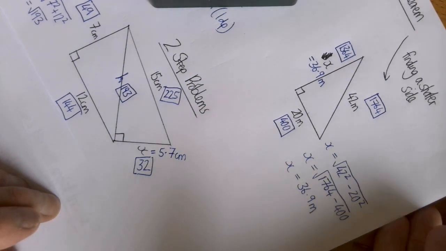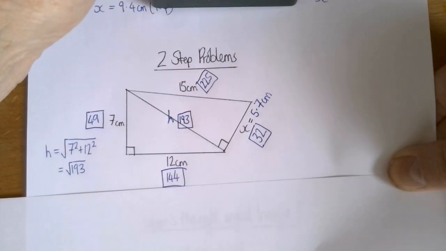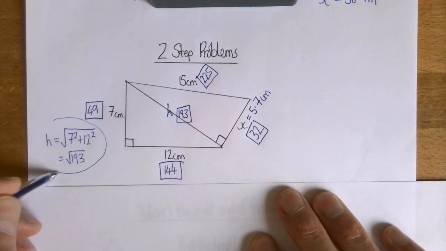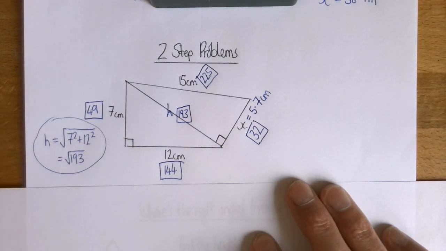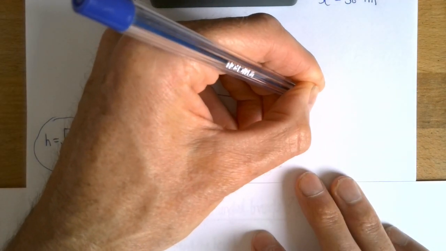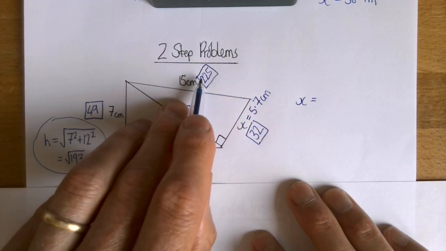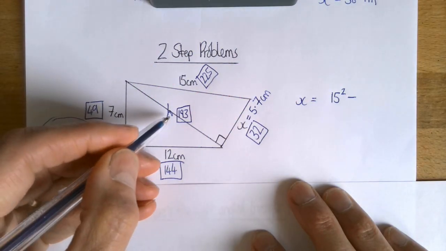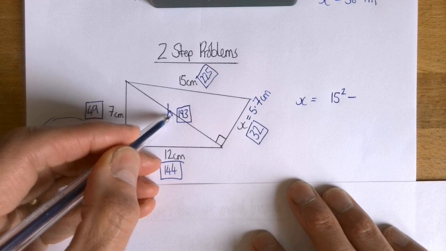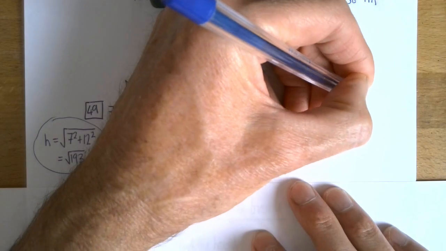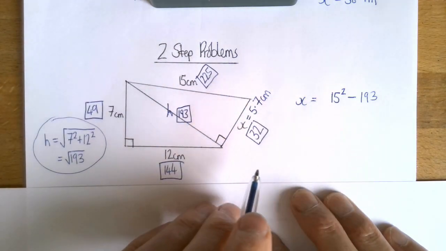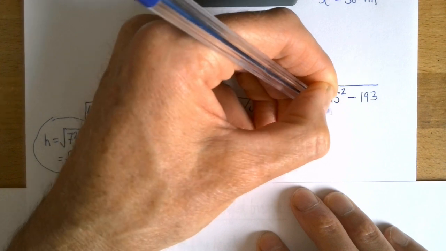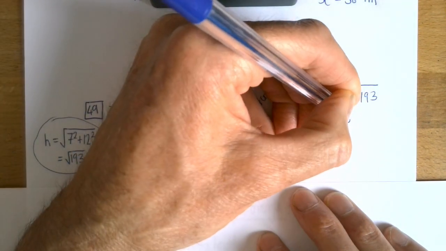Now I ought to do a little bit of working there, so let's go back to this way round. So I've already done a bit of method here to show how I got h. So now I'm going to say, okay, to work out x, I took 15 and squared it, and I subtracted this side squared. Well, I never actually worked out that length, but I know that side squared is 193. I did that, take away that, which gave me 32, and then I square rooted the answer. And that was 5.7 centimetres.